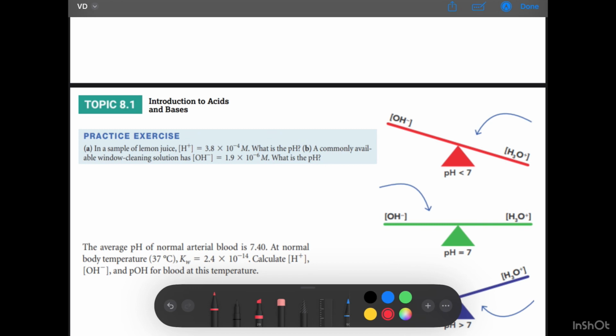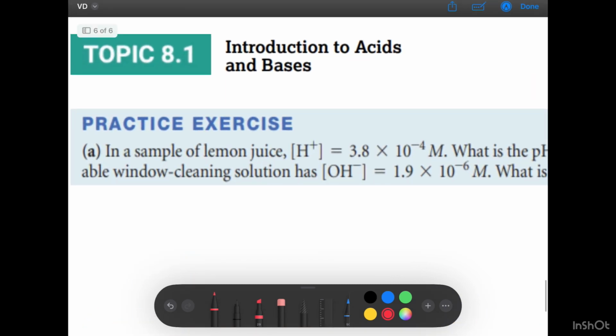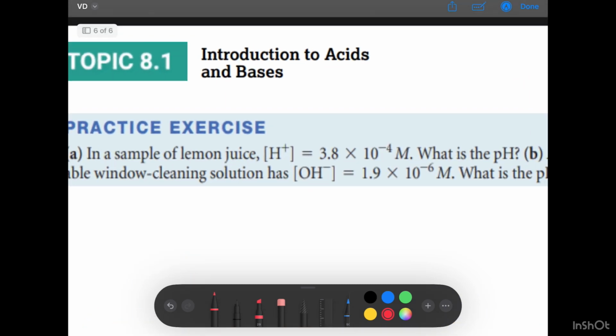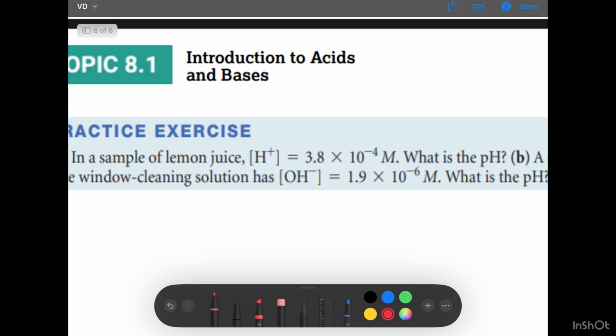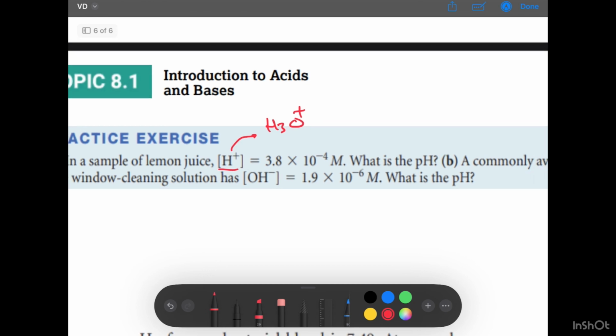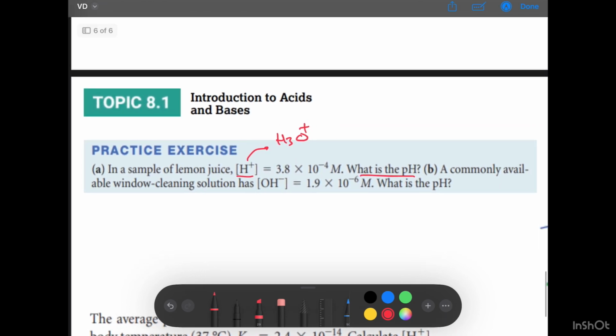Now, pause the video and read this question carefully and try it on your own and then see my answer. The question says, in a sample of lemon juice, this is the concentration of H positive, which is the same as the hydronium ion concentration. What is the pH? First of all, the pH is equal to negative log of the concentration of H3O+, which is equal to 3.8 multiplied by 10 to the power negative 4.